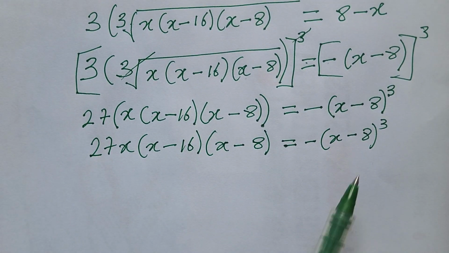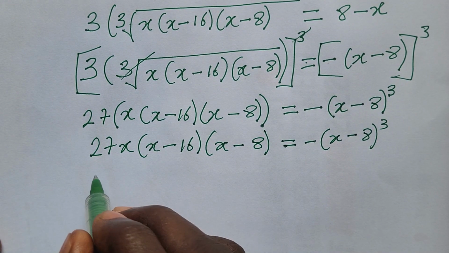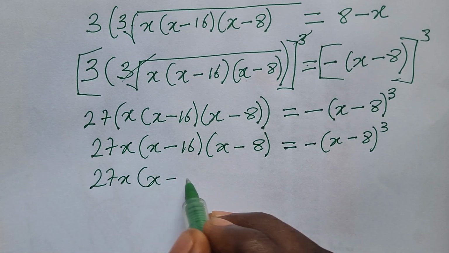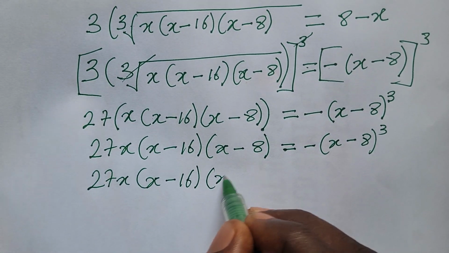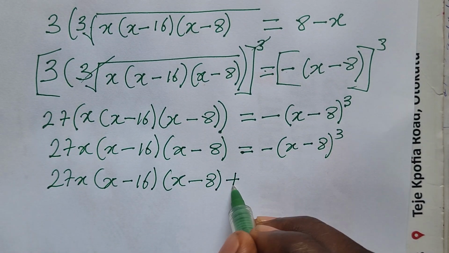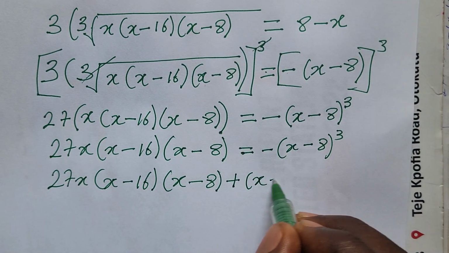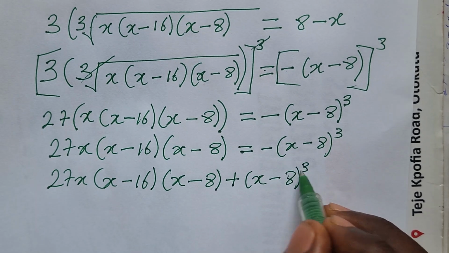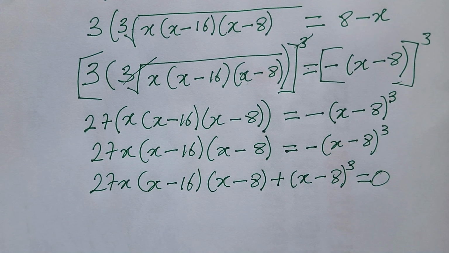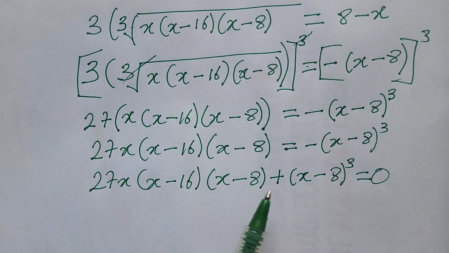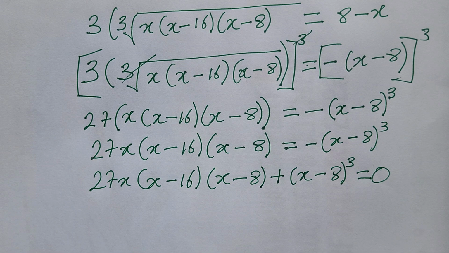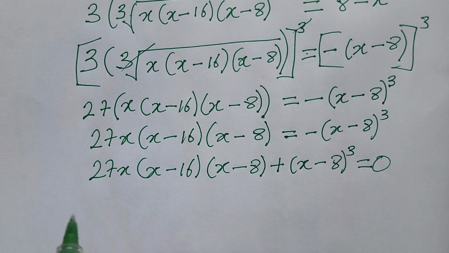Like I said earlier, let's move this quantity to this side so that we can factor it out. So we have 27x(x minus 16)(x minus 8). This will turn to plus, so we have here plus (x minus 8) all to the power of 3 equal to 0. Here we have x minus 8 and here we have x minus 8, so we can factor that out.